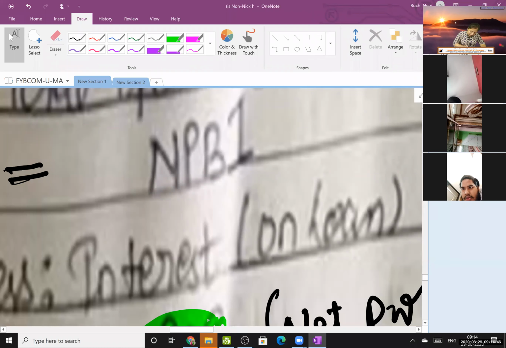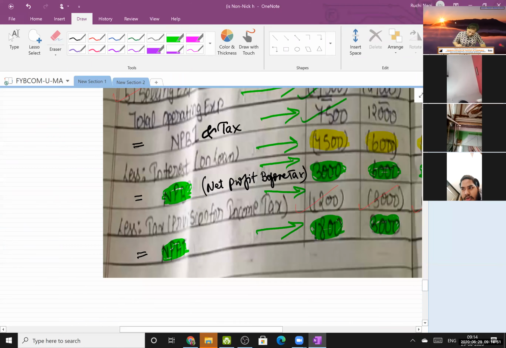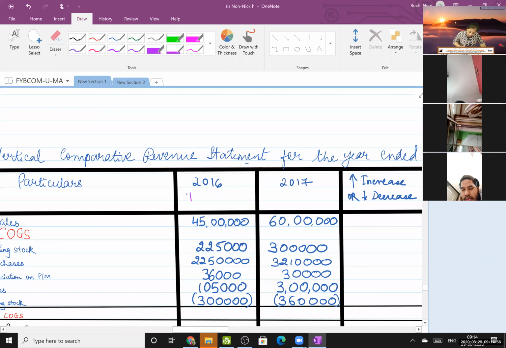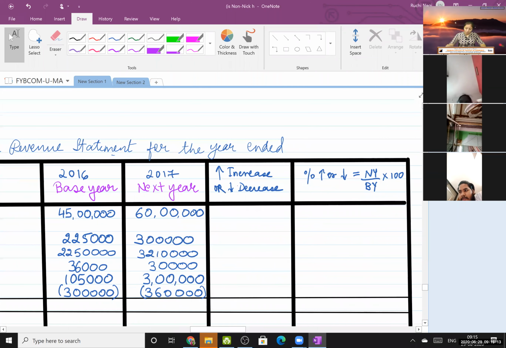So मैं इधर highlight भी कर देती हूँ. 2016, base year. 2017, my next year. Okay. Next column, increase or decrease, that we will do according to the question. Okay. And the last column, percentage increase or decrease. You can use the upward arrow and downward arrow instead of writing the full spelling.